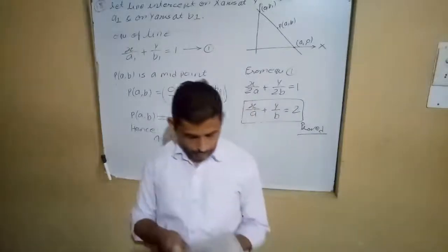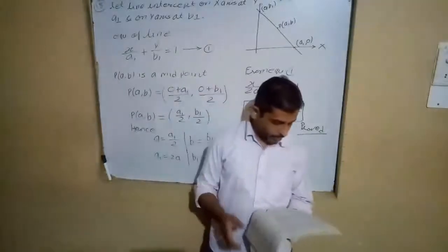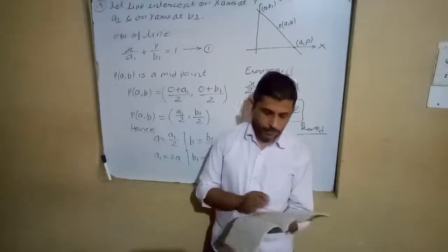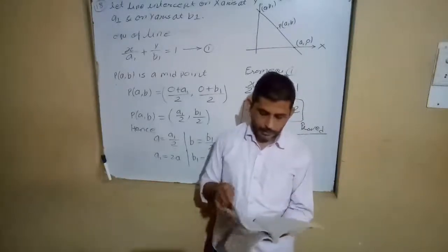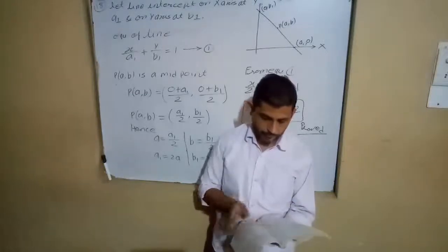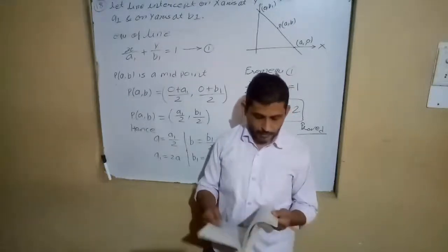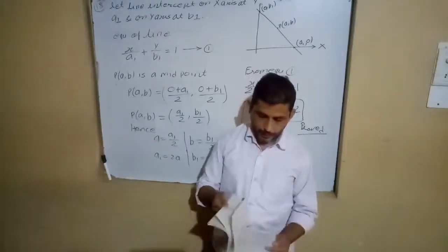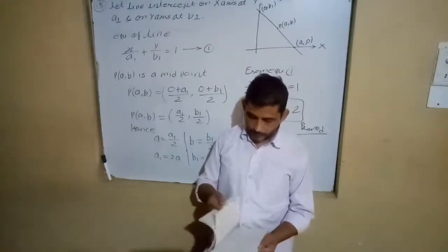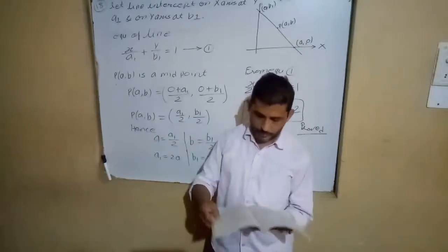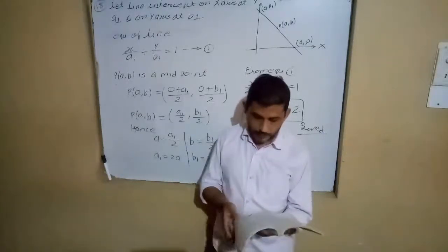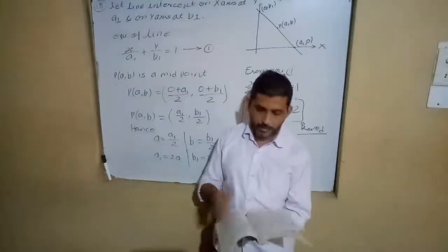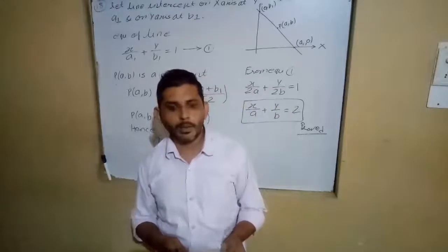Now 19 and 20 are the same as the previous question, so you can solve them. In the next video we will learn exercise 10.3. Here the distance formula, the general formula, the intercept form, all the things are given in exercise 10.3. Then one miscellaneous exercise is left only. Okay, thank you.